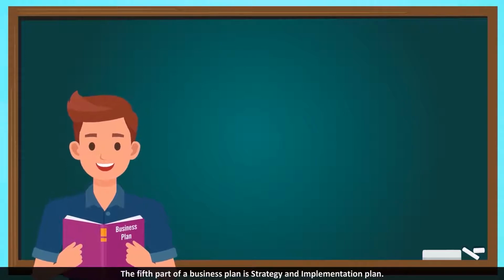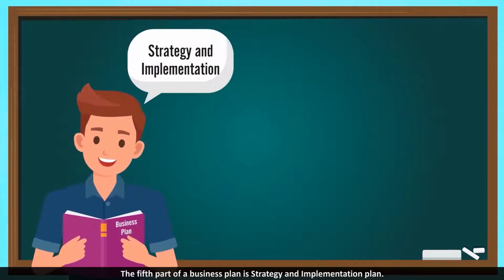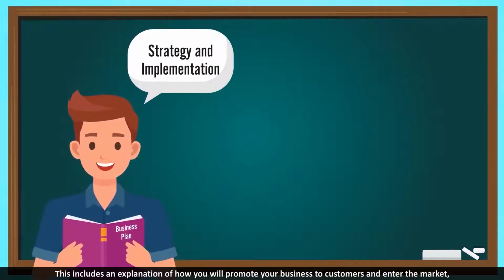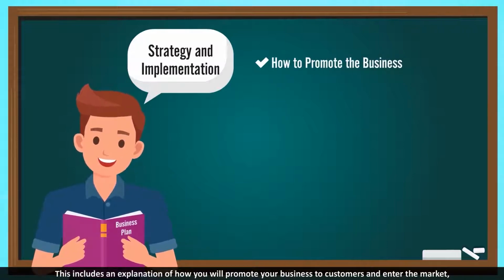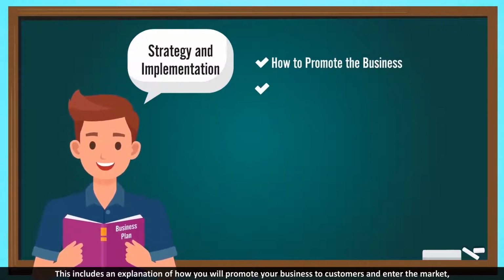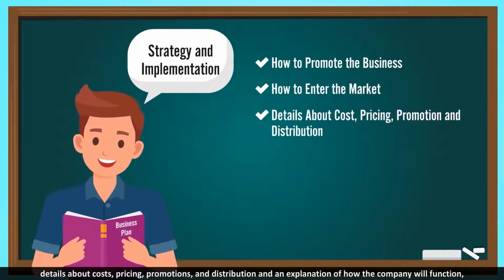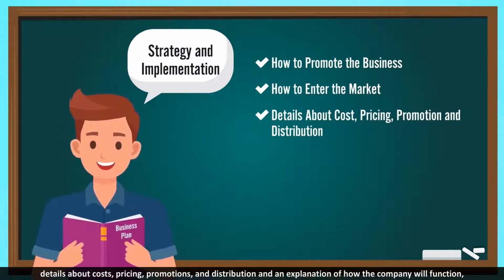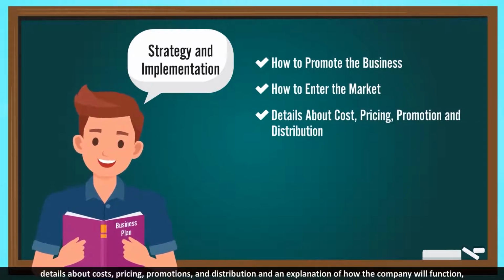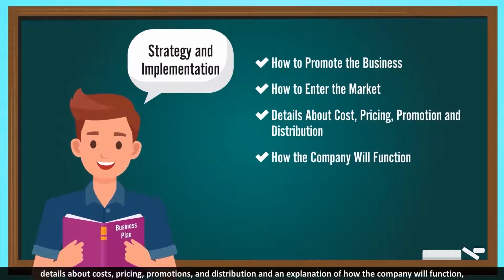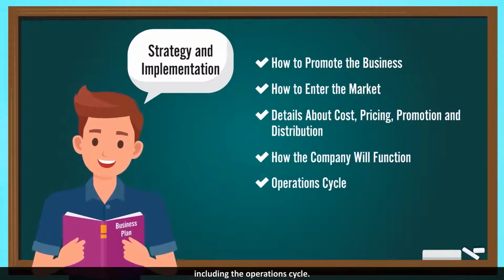The fifth part of a business plan is strategy and implementation plan. This includes an explanation of how you will promote your business to customers and enter the market, details about costs, pricing, promotions and distribution, and an explanation of how the company will function, including the operations cycle.